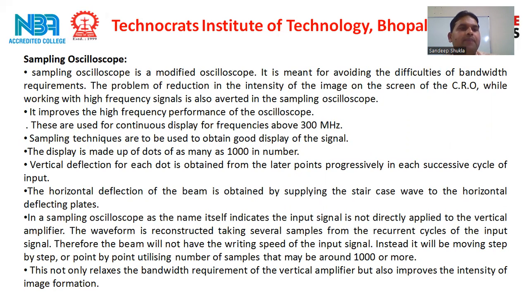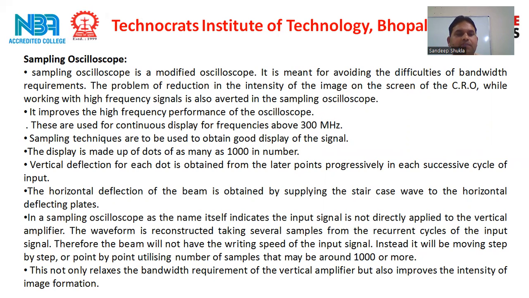Last one is the sampling oscilloscope. This oscilloscope is a modified oscilloscope, and it is meant for avoiding the difficulties of bandwidth requirement and the problem of reduction in the intensity of the image on the screen of the CRO while working with high frequency signals. It improves the high frequency performance of the oscilloscope. These are used for frequencies above 300 megahertz. Sampling techniques are to be used to obtain a good display of the signal.